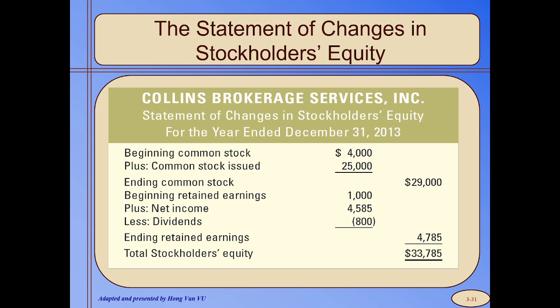And here is now the statement of changes in the stockholders' equity. At the beginning, the company had common stock of 4,000 and issued 25,000 more. So the ending common stock should be the beginning common stock plus the common stock issued, a total of 29,000.